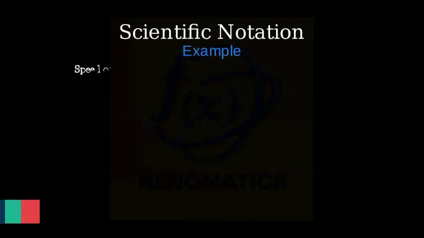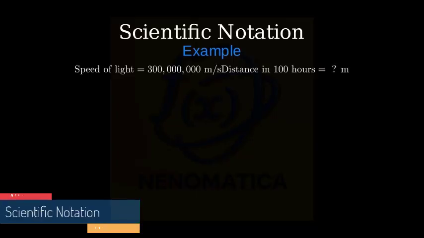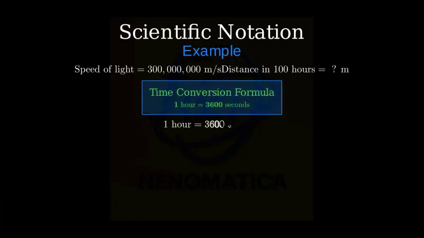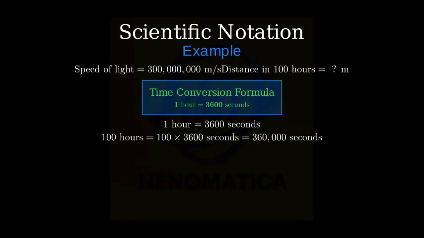Let's look at an example. The speed of light is 300 million meters per second. What distance does light travel in 100 hours? First, let's convert 100 hours to seconds. We know that 1 hour equals 3,600 seconds.